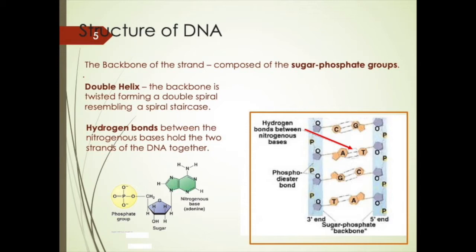Double helix. The backbone is twisting, forming the double spiral, resembling a spiral staircase. And then the double helix is formed together. Those two strands are held together via hydrogen bonds between the nitrogenous bases, right? Okay.